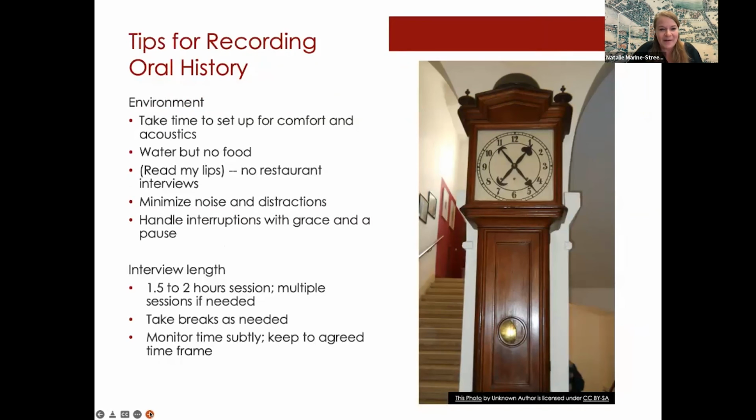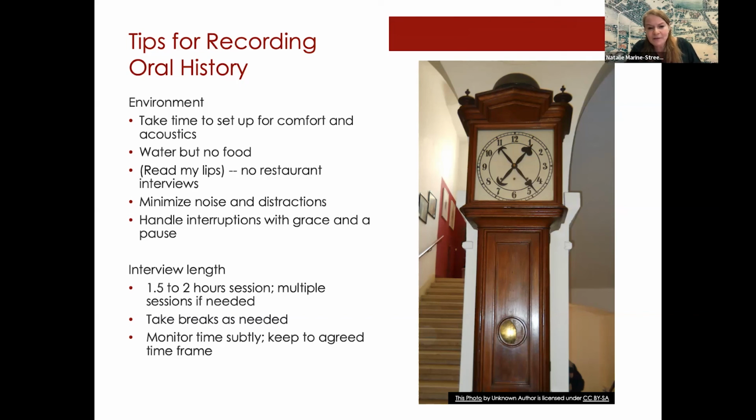Okay, I want to give a couple of tips because we just have a few minutes left. This is related to recording. So you really want to think about your recording environment. Don't interview in a restaurant or while you're enjoying some refreshments. It's not pleasant to hear the chewing, etc. on the tape. Try to minimize noise and distractions.